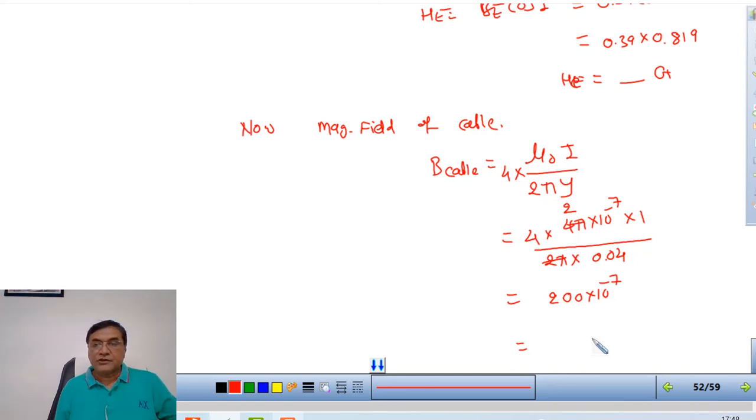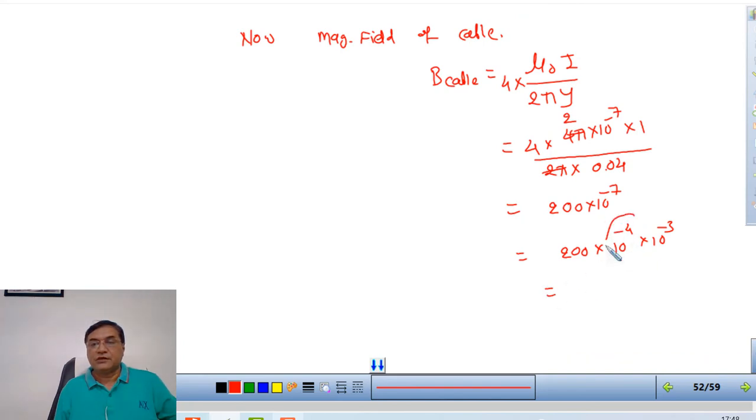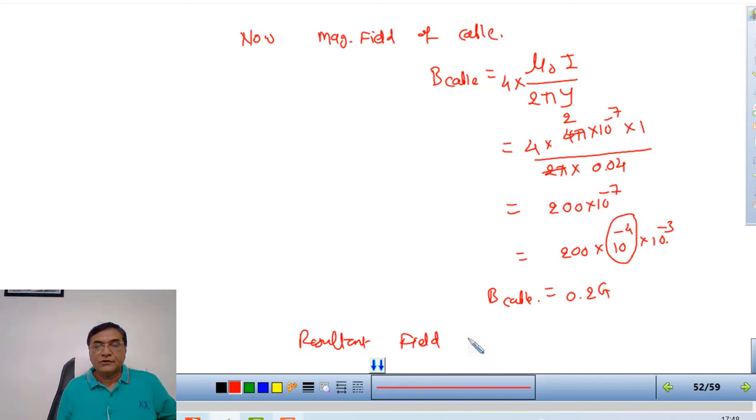Okay. So I convert into 200 into 10 raised to minus 4 into 10 raised to minus 3. So this comes out to be 0.2 Gauss. This is B of the cable. So B comes outward, that HE is inward. So the resultant field is equal to HE and B.